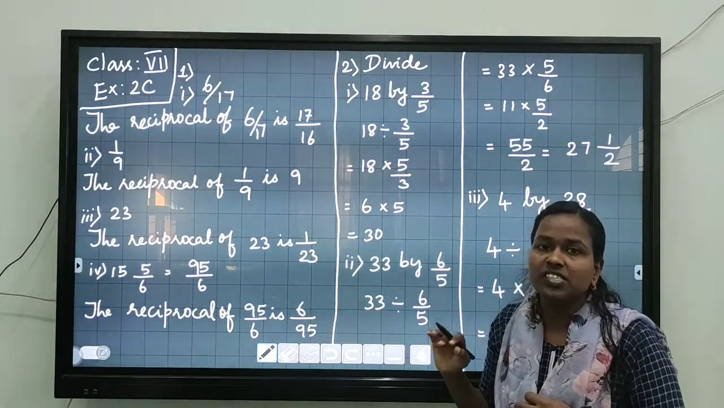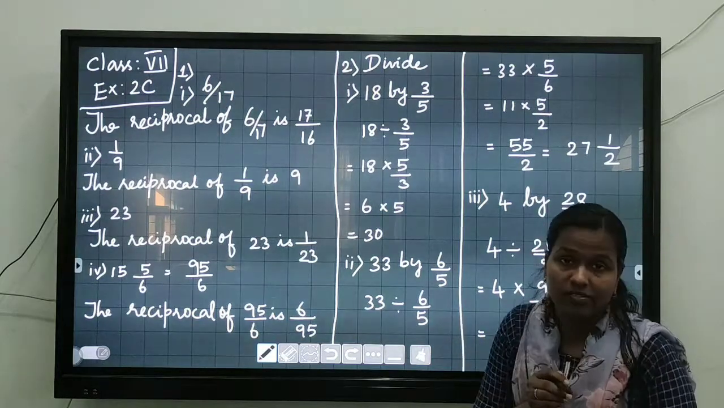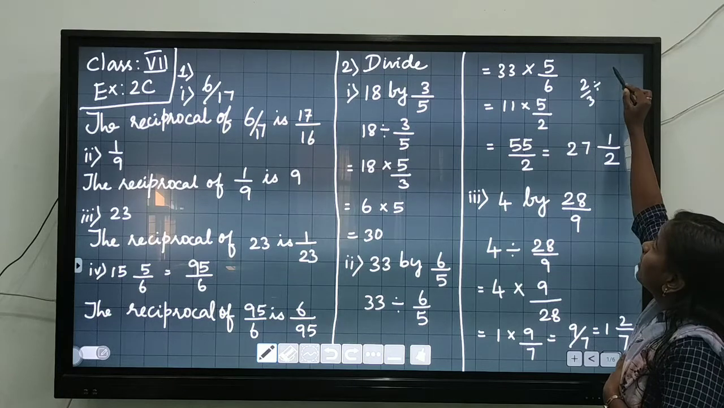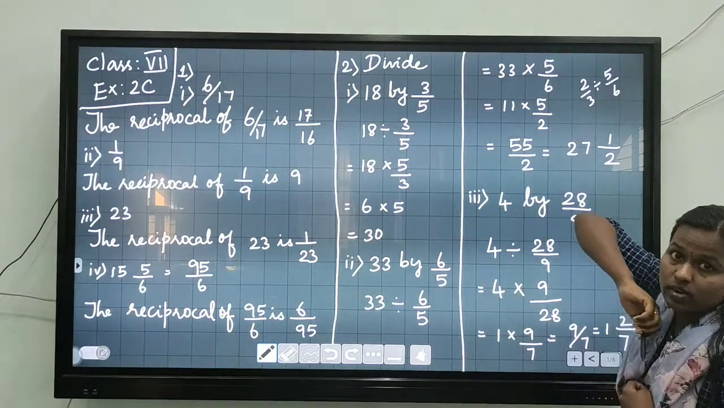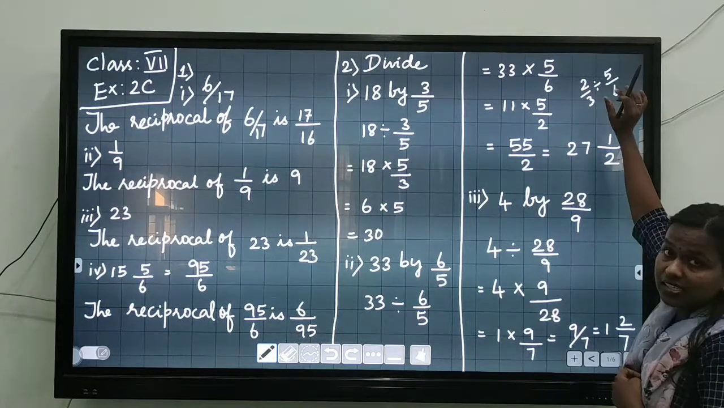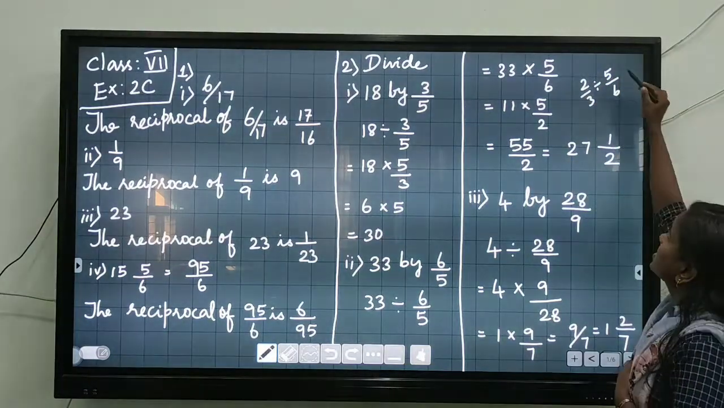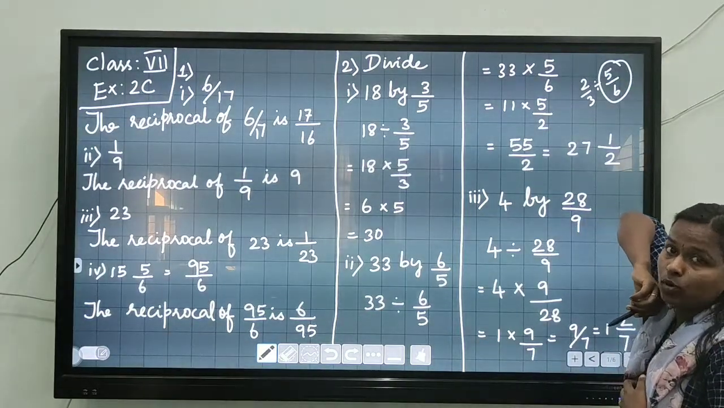So if it is a division, how will we do it? If two numbers are given, for example, two fractions are given. I am writing here 2 by 3 divided by 5 by 6. How will we divide this one? For fractions there is no direct division. We have to find out the reciprocal of the second term.